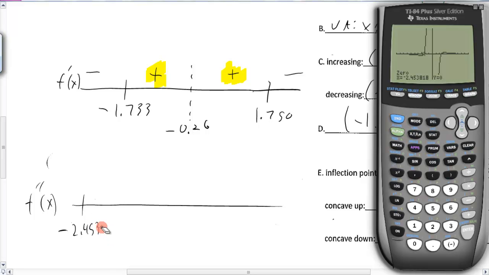Okay. Now, don't forget that for finding our inflection points, this asymptote is still going to be here, so we have to keep that in mind. Then let's find our other 0 by moving the cursor to the right. There we go, and we'll get to the other side of it. And voila. So this 0 is at 2.48. Okay, so far so good.